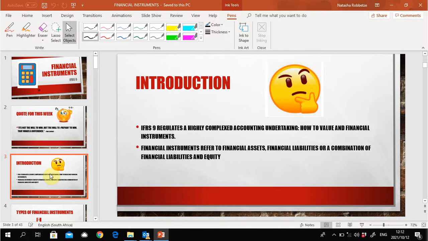So as I said, today's lecture covers IFRS 9, and IFRS 9 attempts to do something which is quite difficult, and that is to tell us how financial instruments can be measured and how they should be accounted for. The term financial instruments is an umbrella term, and it basically refers to three different things: financial assets, financial liabilities, or a combination of financial liabilities and equity, where a financial liability and the equity form one type of instrument.